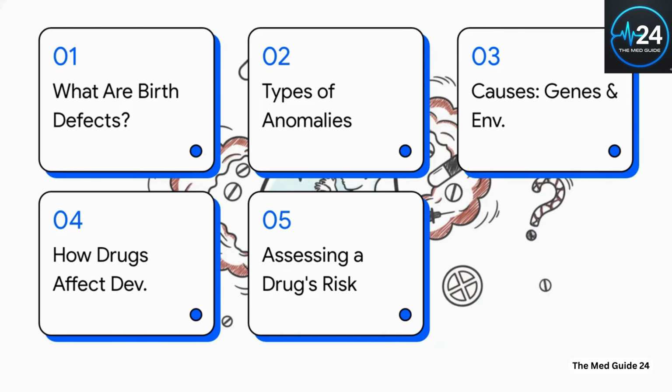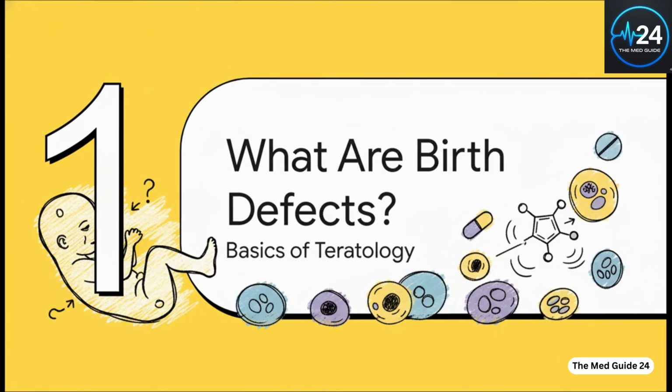All right, so here's our roadmap. First, we'll get a solid handle on what birth defects are. Then we'll look at the different types. After that, we'll dig into the causes, genes versus environment. And that's where we'll really focus on how drugs fit in. And finally, we'll see how experts actually figure out a drug's risk. Let's jump in.